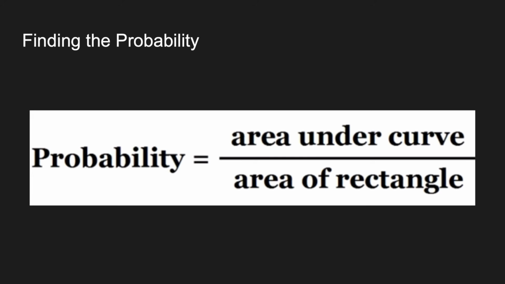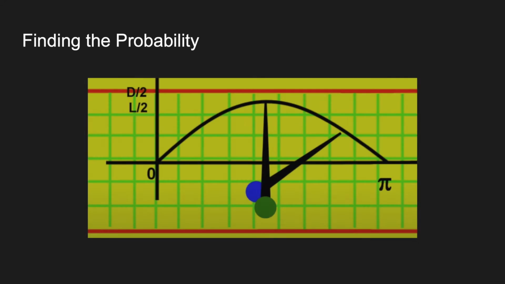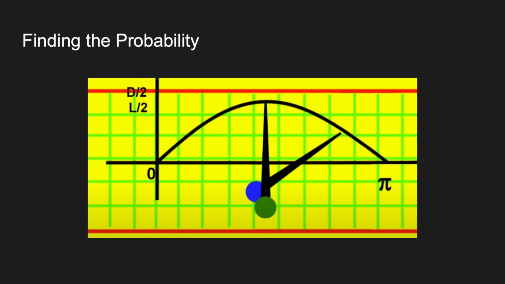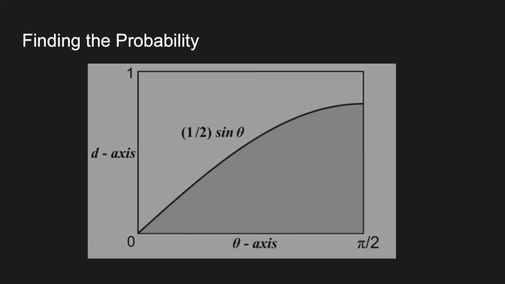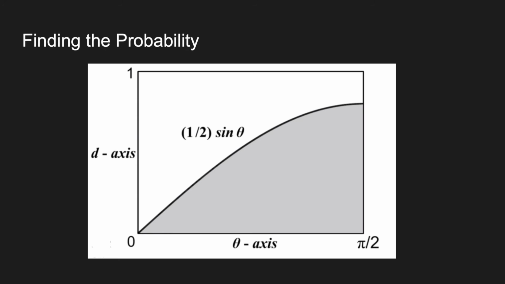Finding the probability. Now, we will find the probability of the needle intersecting a line. In our case, the probability will equal the area under the curve over the area of the window or rectangle of the graph. We can graph the equation of d equals 1/2 sine theta to see where the needle can reach if its angle is adjusted. The graph will look like this. The area under the curve is a shaded portion of the graph.